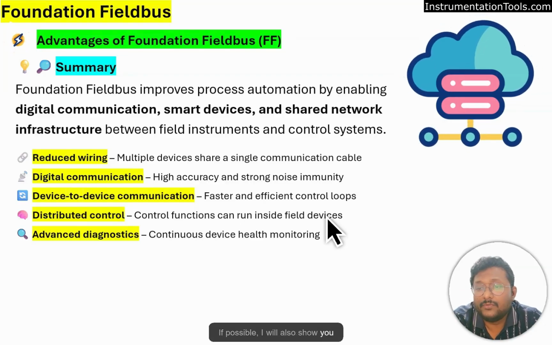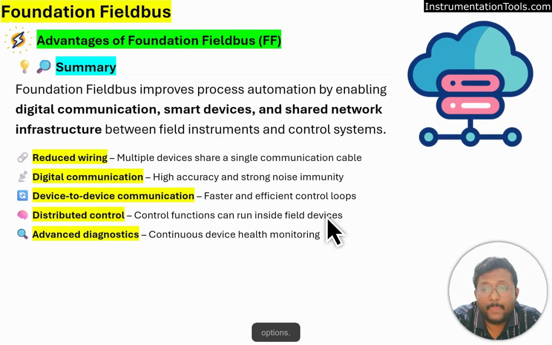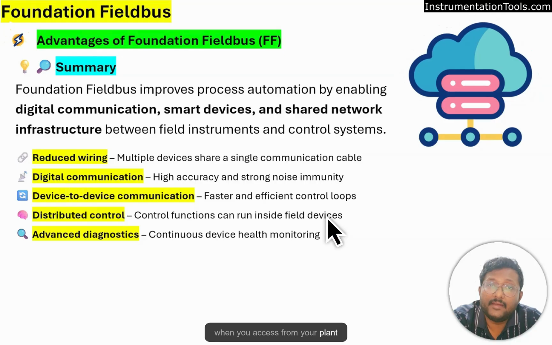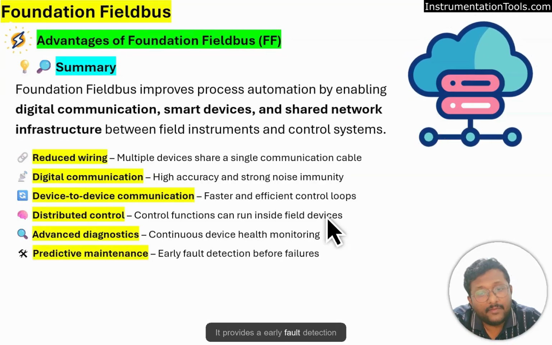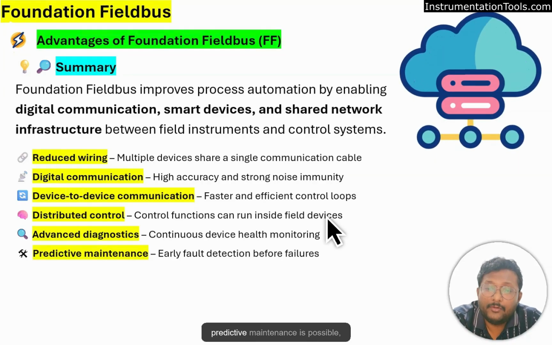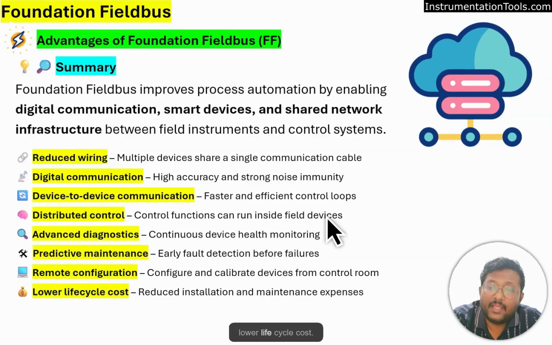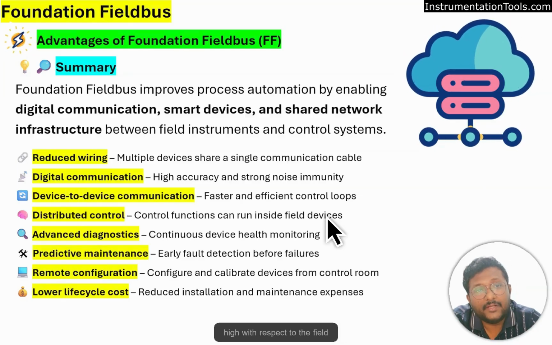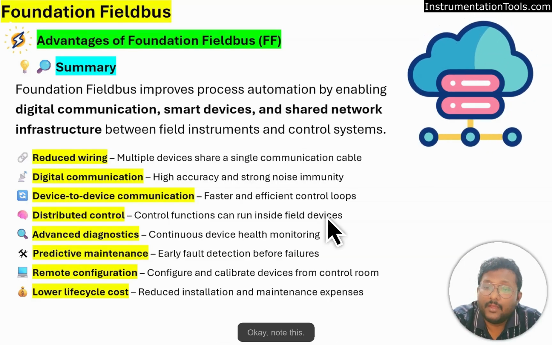If possible, I will also show you one or two videos related to the Foundation Fieldbus internal options when you connect a HART communicator or when you access from your plant resource manager from the control system. It provides early fault detection. That means the predictive maintenance is possible, remote configuration is possible, lower life cycle cost. Remember, the initial investment is high with respect to the field instruments and junction boxes. Okay, note this. It is the life cycle cost, not the initial investment.